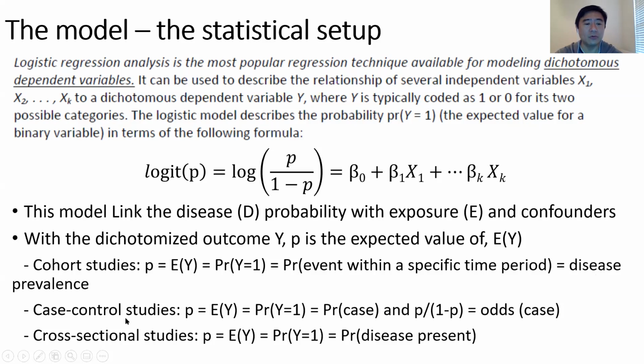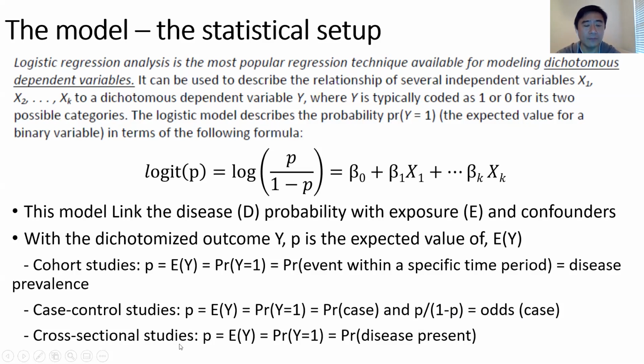In a case control study, which is a study you do retrospectively, you collect a number of cases, and then you also collect a number of controls which match the cases. So that's the case control study. Again, you probably learned that from your epi class or a study design class. In the case control study, the p here is also equal to the expectation of y, or the probability of y equal to 1. But here, the specific p is defined as the probability of a case. And then p divided by 1 minus p is the odds, or the odds of the case.